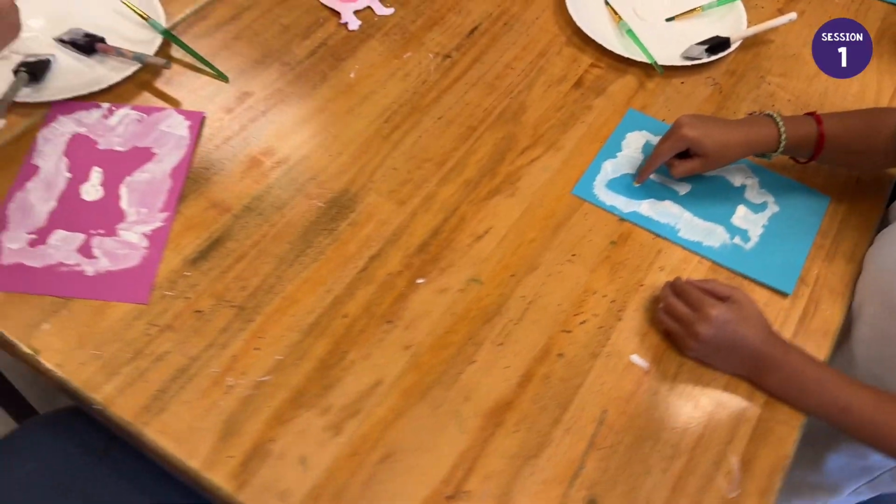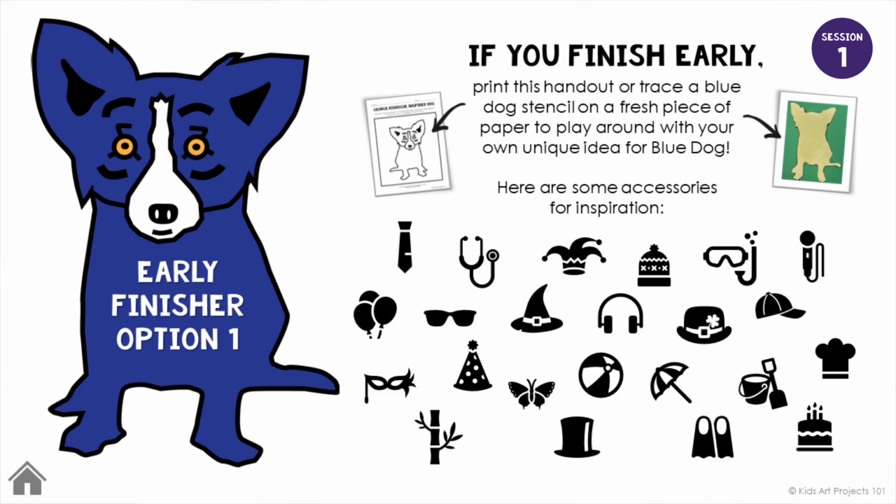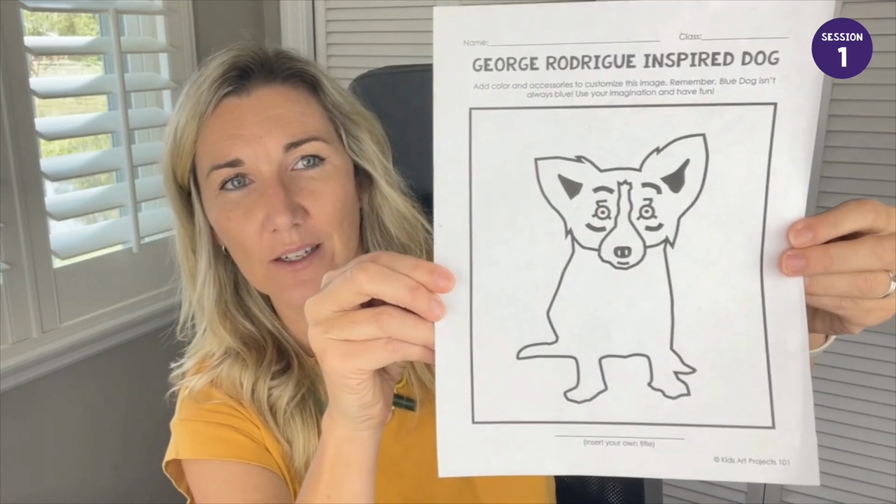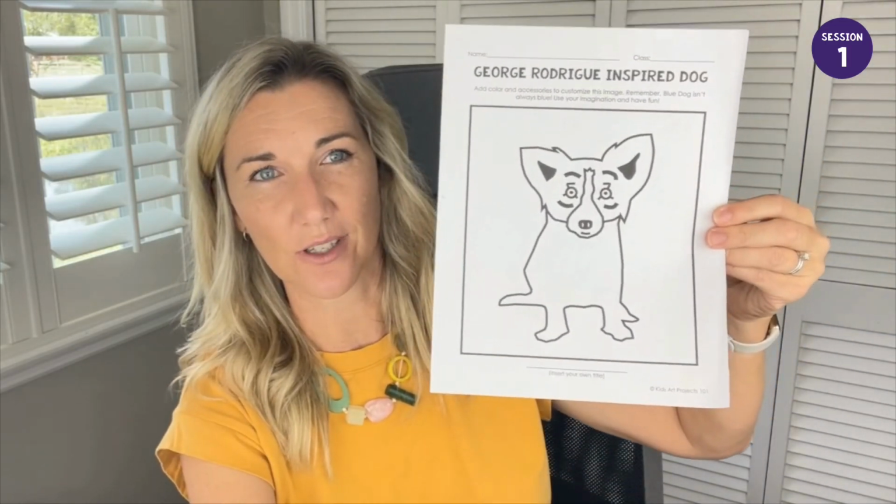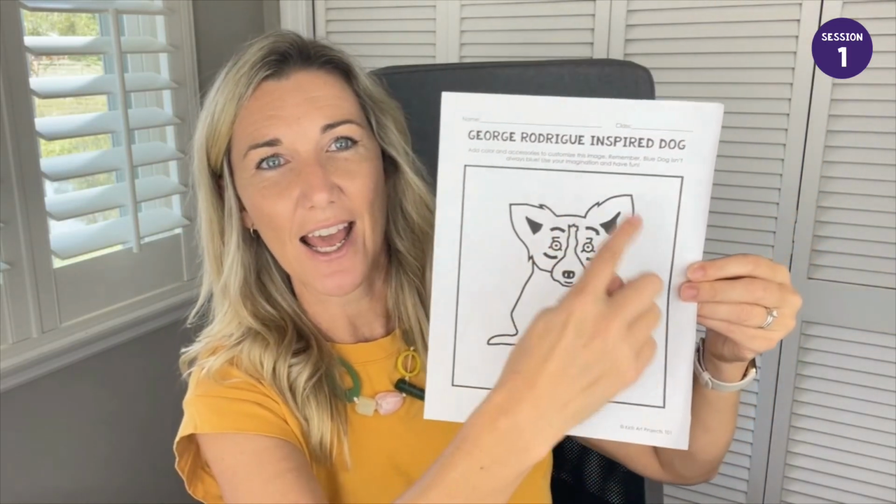And then they leave that to dry. There is an early finisher option, which puts a bunch of accessories up on the screen, and there's a printable. It looks like this. You can also have them trace the stencil that they just used at the beginning of the studio project. And the idea is that they make the dog any color they want, and they can add accessories.